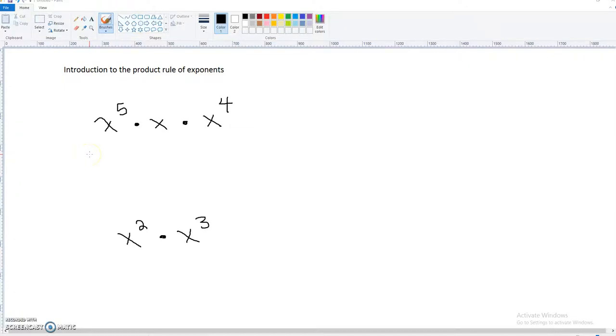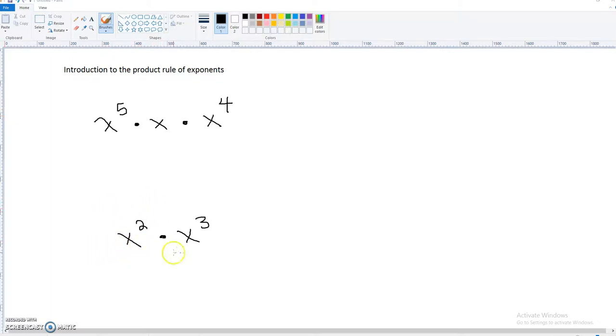Introduction to the product rule of exponents. This is a fun topic and it's also super fast. So let's start. We're going to start with the bottom example first because it's easier and most errors happen with the first problem. So we're going to start with the bottom one first.